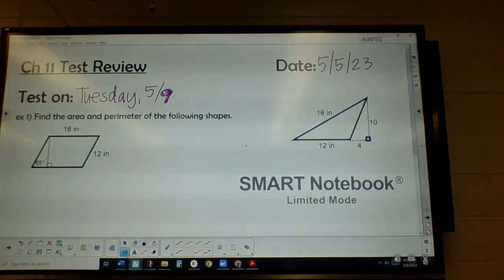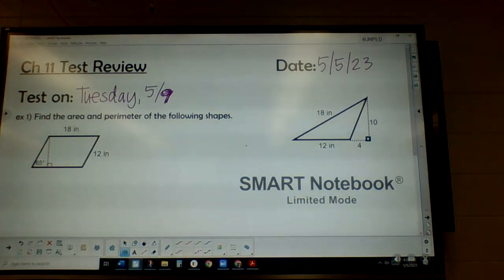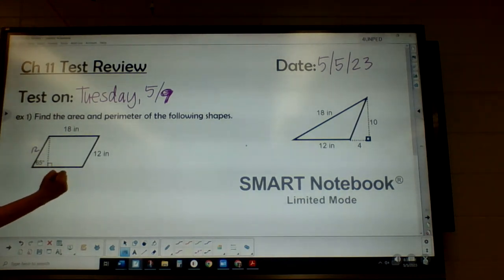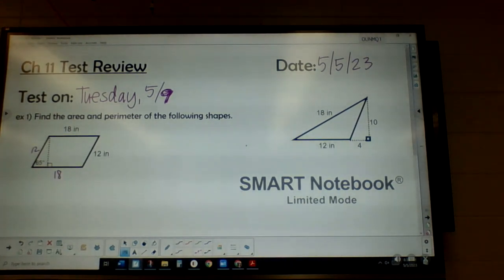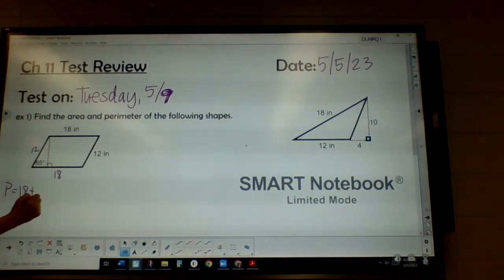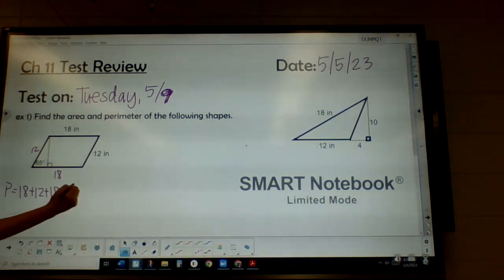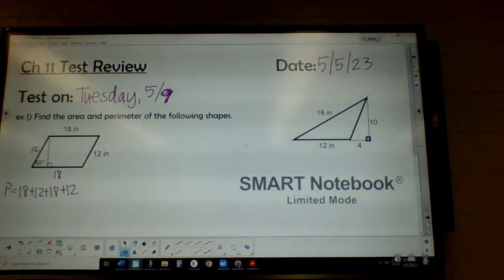All right, so we want to find the area and perimeter of the following shapes. In this shape, and I'll try to make sure it's clear what shape we're talking about, this one happens to be a parallelogram. So the opposite sides should be equal. So I should easily be able to find the perimeter of this one. I should be able to add up all those outside edges to get our perimeter, which would be 60, and then we'd say inches in this case.